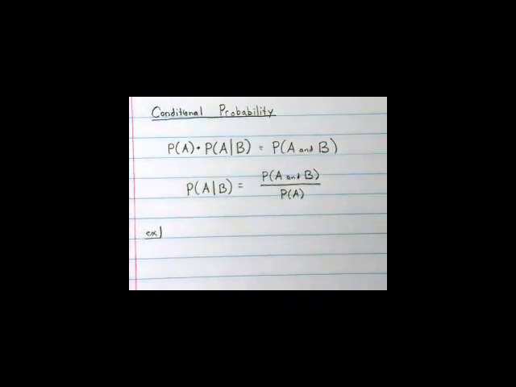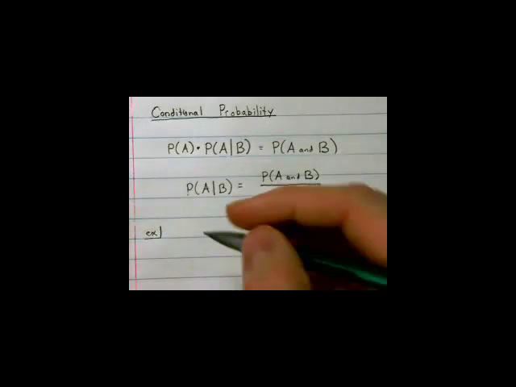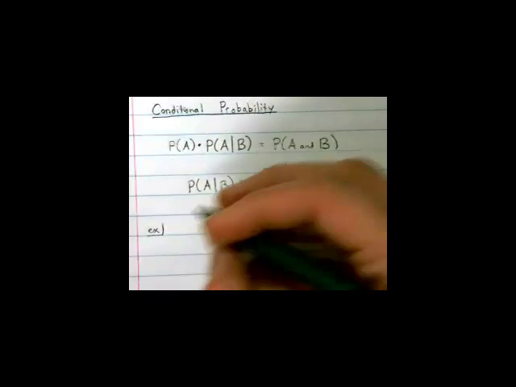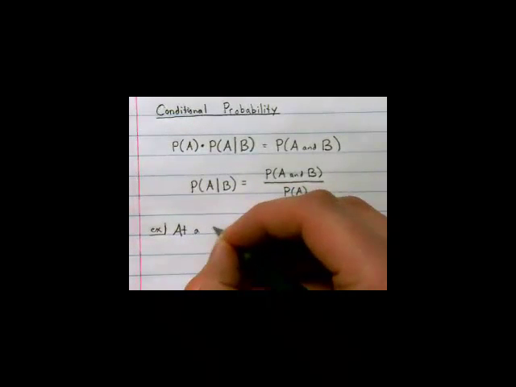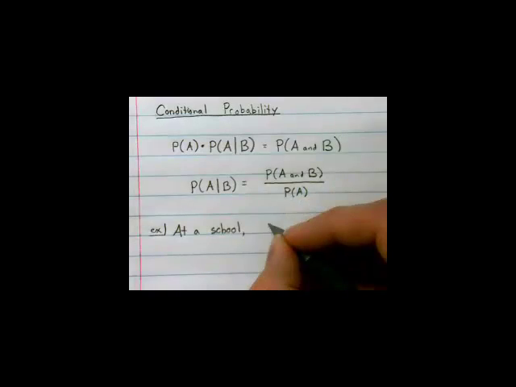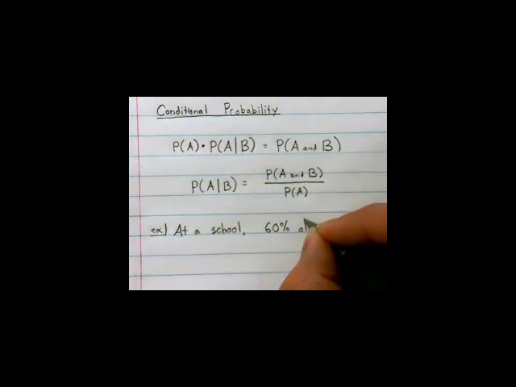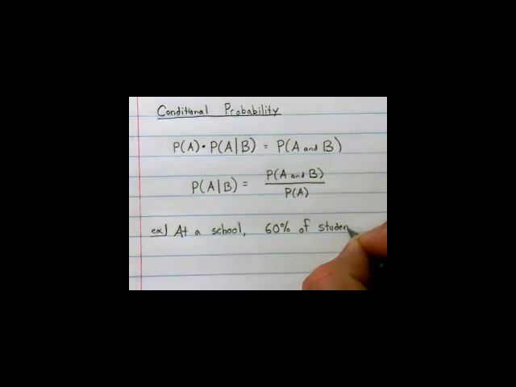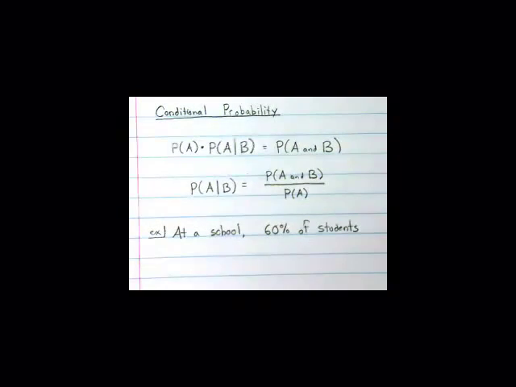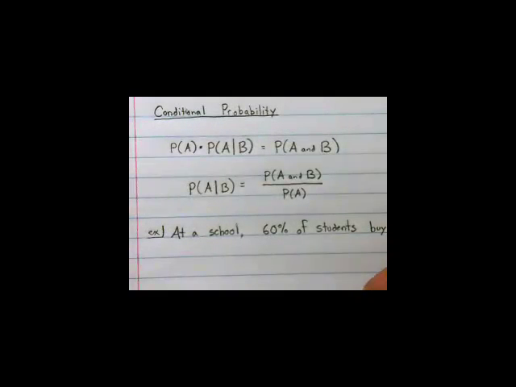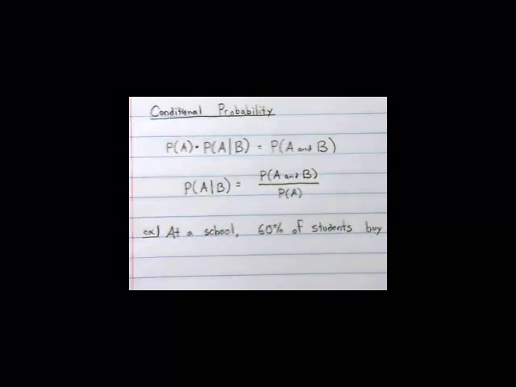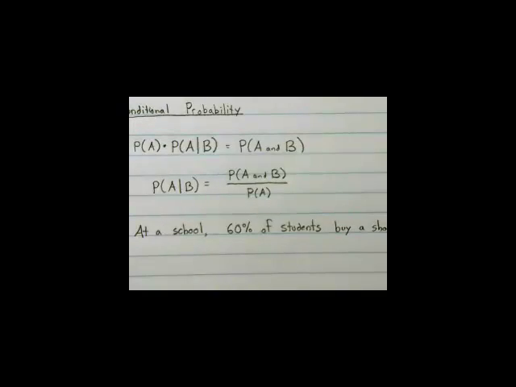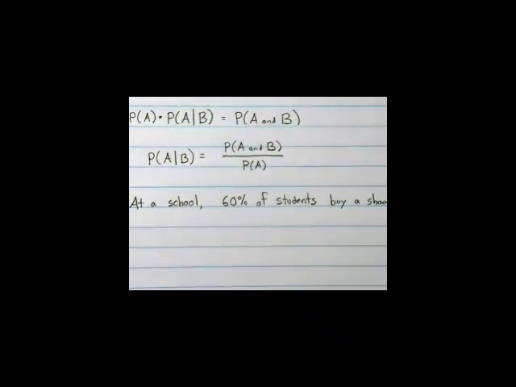That's example 7 if you'd like to read along. So at a school, 60% of students buy lunch. Now, I don't know if it's that high here. Do you think? 60%? It's about 75. I don't know. Maybe a little higher. Anyway. So only 10%.